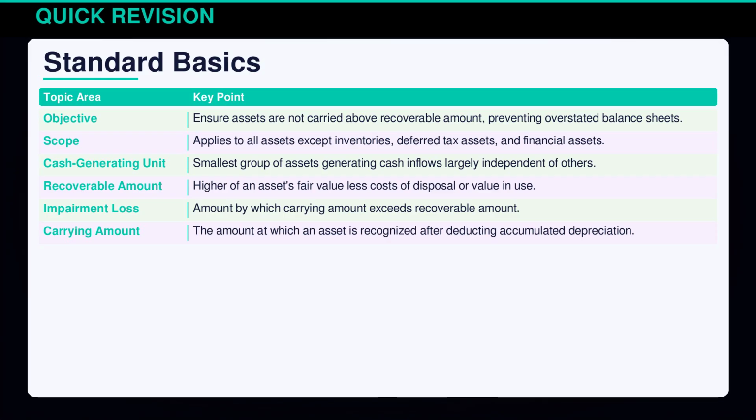Understanding the basics of Indian Accounting Standard 36 is crucial. It ensures assets aren't overstated by comparing carrying amounts with recoverable amounts, calculated as the higher of fair value less cost to sell or value in use. This standard excludes inventories and financial assets from its scope. Knowing key terms like cash-generating units and impairment loss sharpens your grasp on asset evaluation.